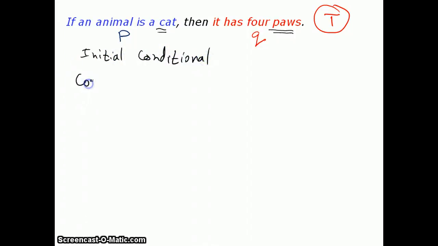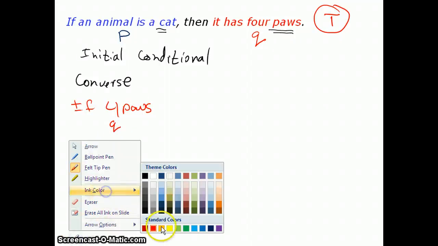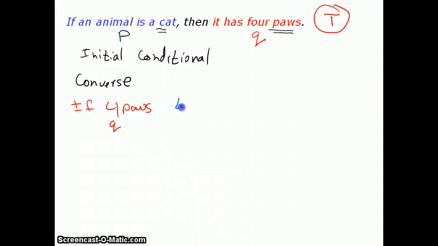Let's go ahead and talk about the converse. From what we've said, what do I do with the converse? I switch. So what's going to come after the word if? Right. So if it has 4 paws, so that's my Q, then it's a cat. P. So Q goes to P now. That's the converse. Is that generally true or false?